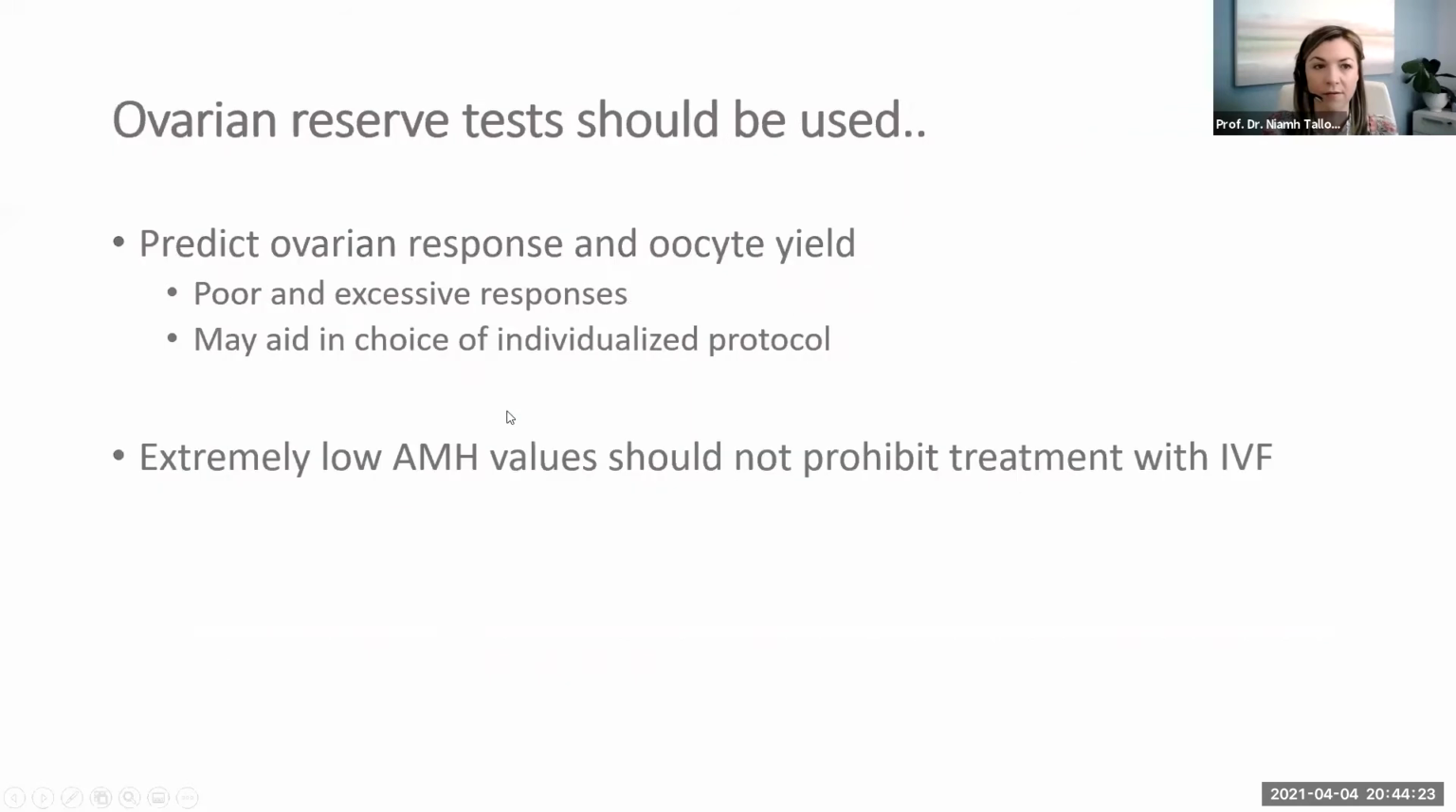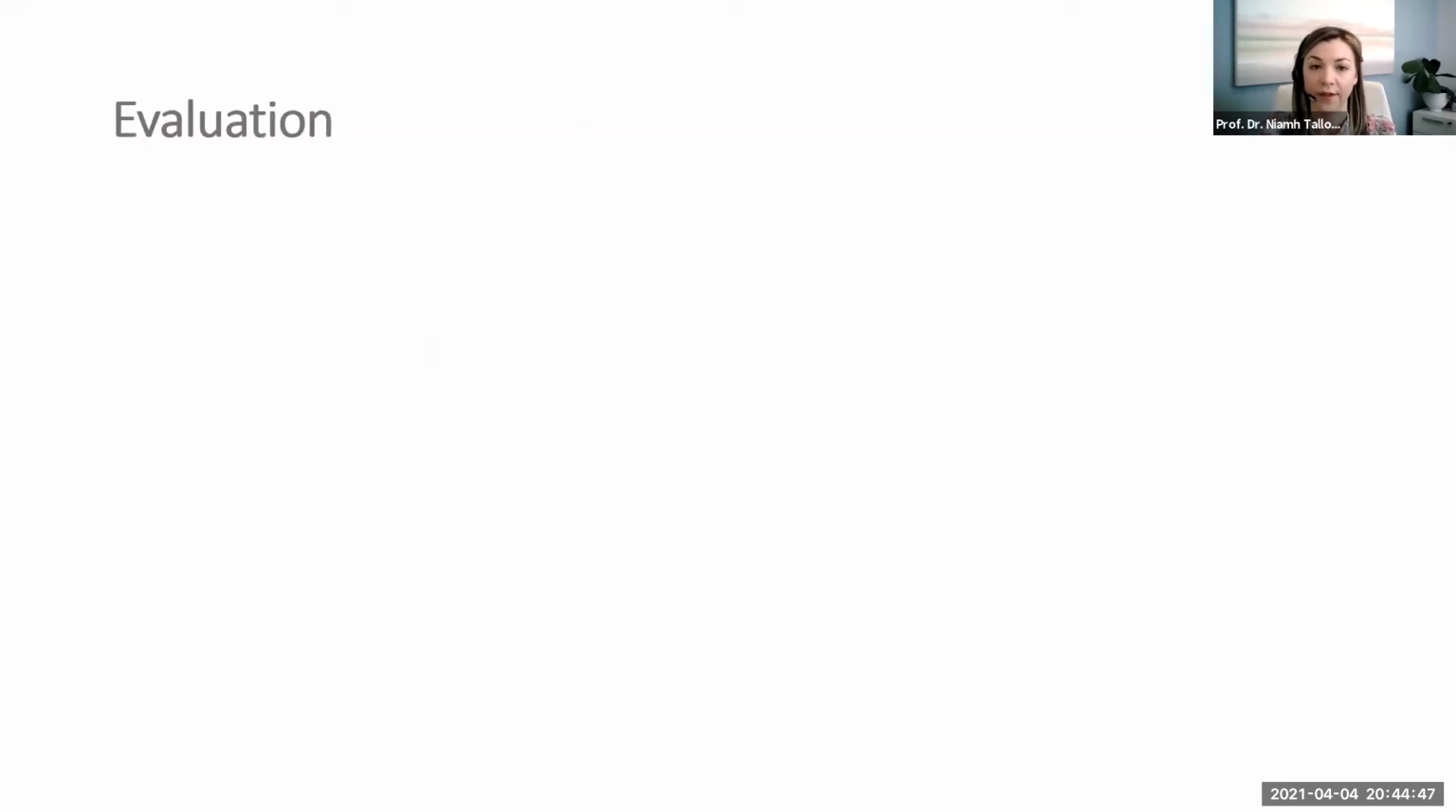Okay, so we're going to move on. Again, it's most useful in dictating oocyte yield. And again, I use this in patients who have really big egg reserves and who are infertile and are looking at IVF as treatment as a way to modify my dosing and to limit the risks of ovarian hyperstimulation syndrome. Now, extremely low values should not prohibit people from treatment, and we certainly do not.